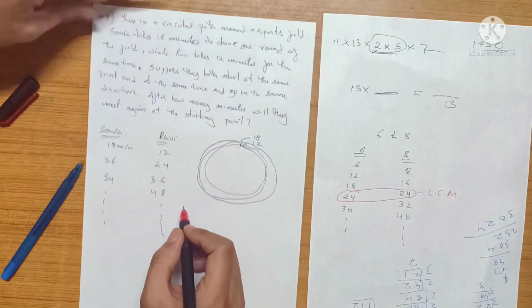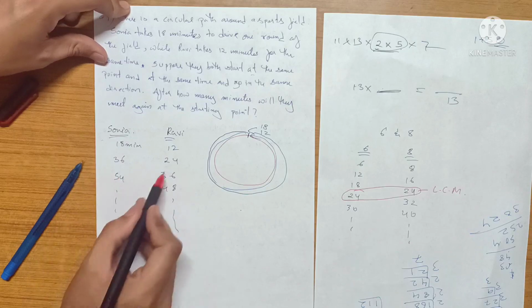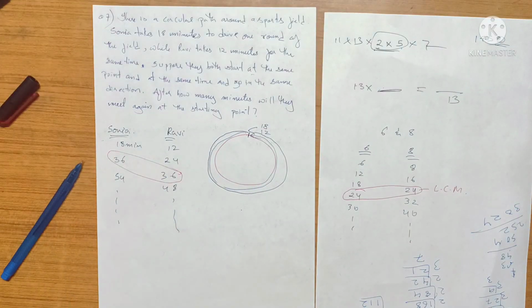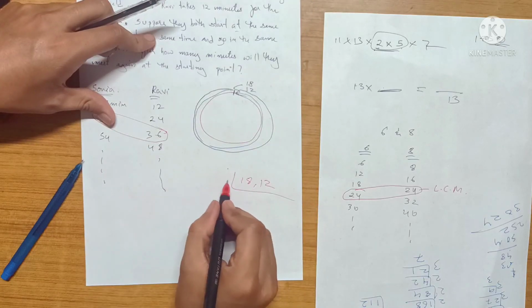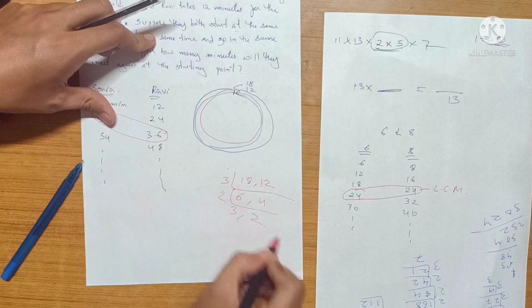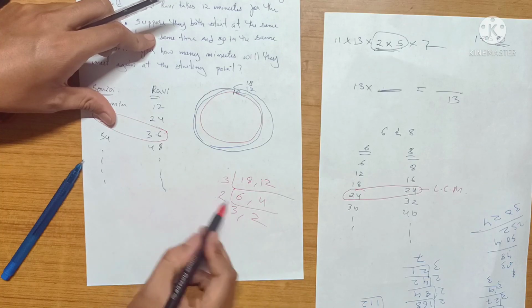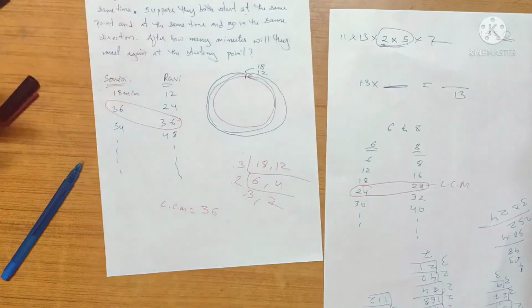So in this question you just find the LCM of 18 and 12, and I already drew the multiplication table here, and this is the LCM, 36. If you don't believe me, you can do it this way also: divide by 3, 4, 2, 3, 2, 3; 3 times 2 is 6, 6 times 2 is 12, 12 times 3 is 36. So the LCM is 36.